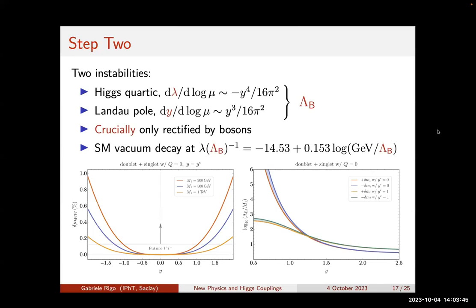Here I'm choosing various values for the masses of the new fermions. The red curve is 300 GeV, then blue is 500, and yellow is 1 TeV. This is for the lightest new fermion. In this particular case, I'm taking a doublet plus singlet extension of the standard model, so there are other states, but they are heavier. So this is the lightest new state in the theory.